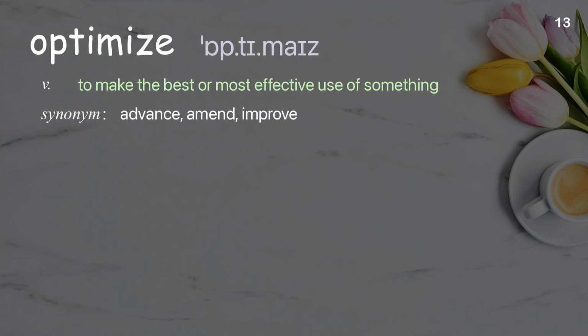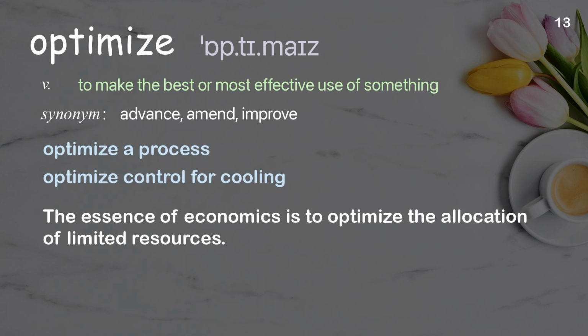Optimize. To make the best or most effective use of something. Examples: Optimize a process. Optimize control for cooling. The essence of economics is to optimize the allocation of limited resources.